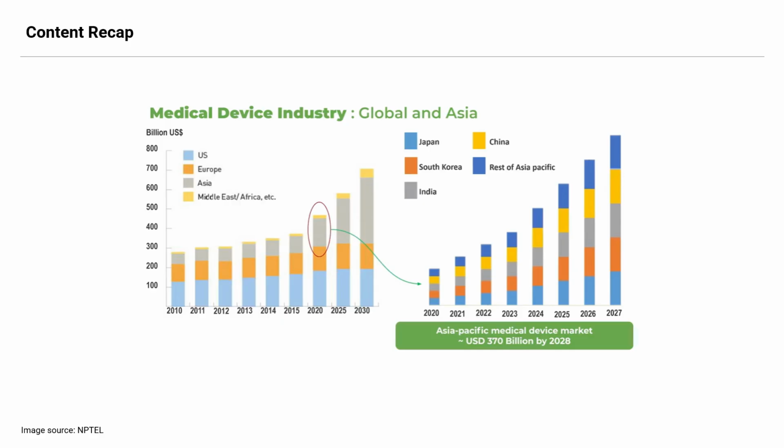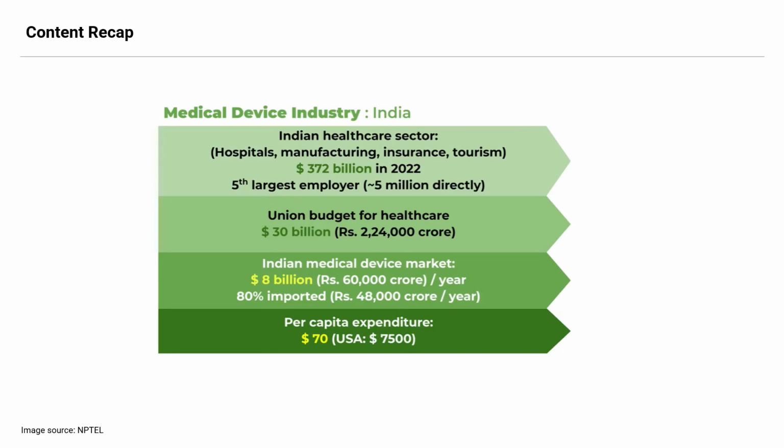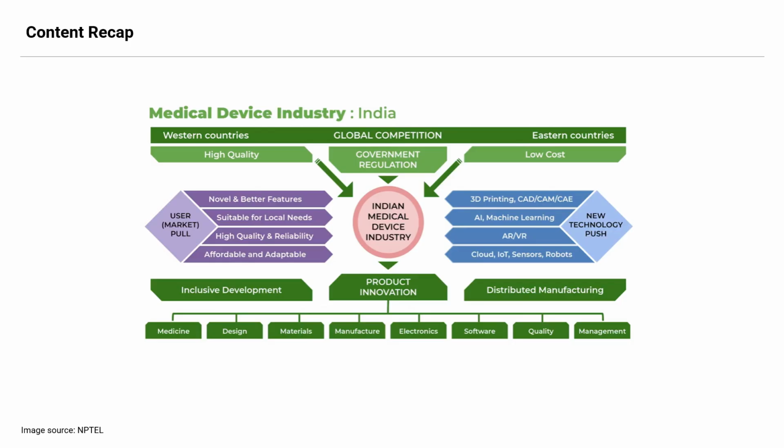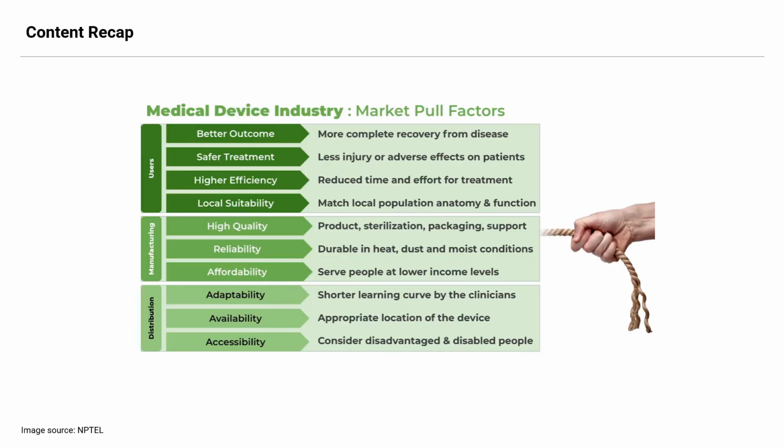What you see here is the medical device industry, which is the statistic shown by Professor B. Ravi. It tells about the market projections and some story about the medical device industry in the Indian context, wherein the Western countries have high quality, the Eastern countries focus more on low cost, and things like that. These are the various market pull factors which are described, and then comes the story of Dr.